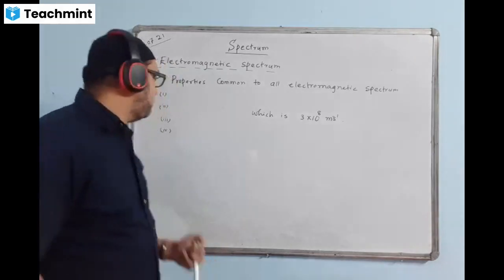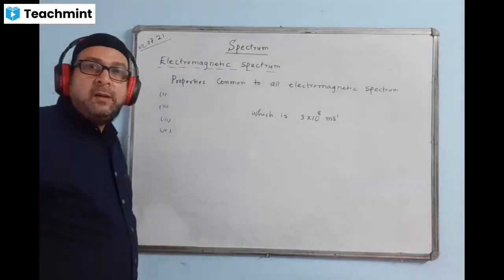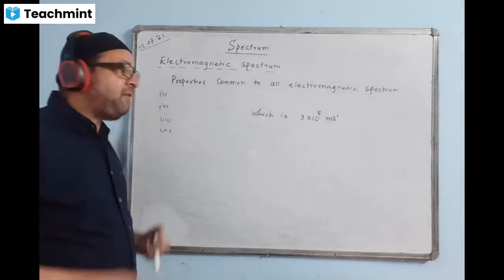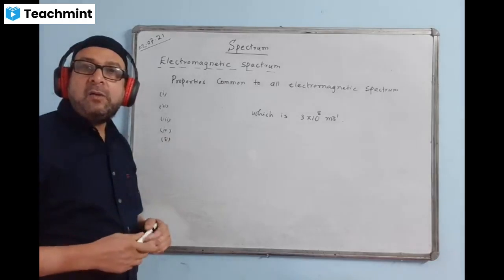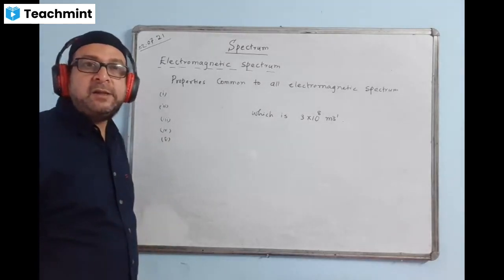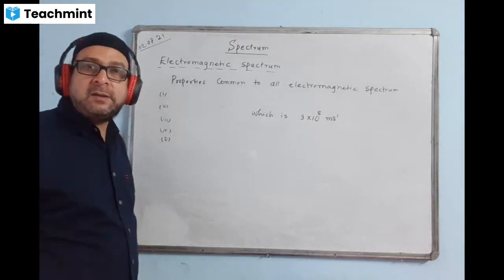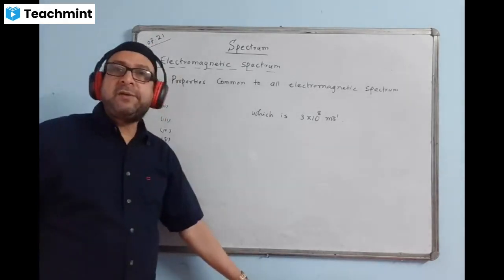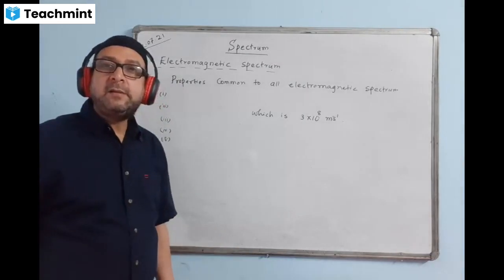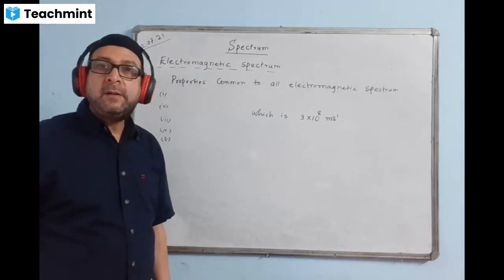Hope we have done it. That's number 4. And you can write number 5 also if you want: they are all transverse waves. You can just mention that they all are transverse waves. Transverse wave, spelling.